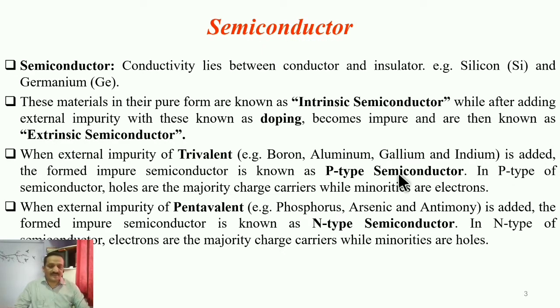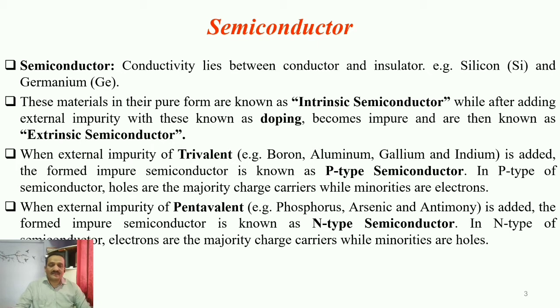Semiconductor, you are already familiar with this term. That is nothing but the material having its conductivity which lies in between conductor and insulator. That means it is not a good conductor as well as it is not a good insulator, right? From the periodic table, the best examples are silicon and germanium, whose conductivity we can change.